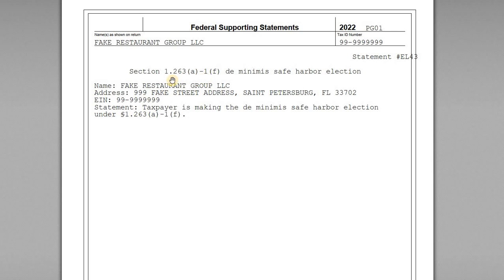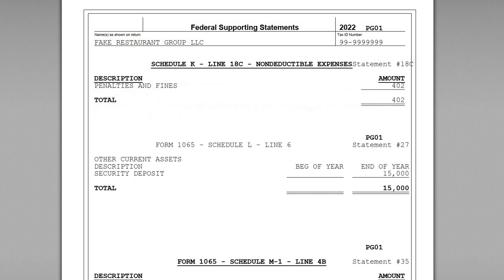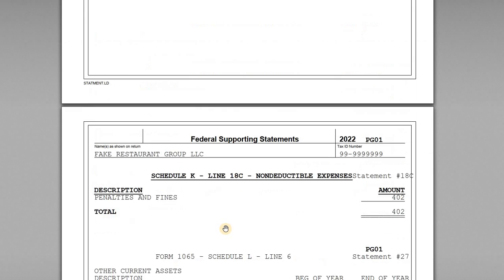We attach a statement stating that we are going to claim the de minimis safe harbor election, and that's Treasury Reg Section 1.263(a)-1(f), and then put in information on the company and then a statement that we're making the election. Very important to do that, because arguably, if you don't make the election, then the IRS could challenge the deductibility of the property and say, well, no, actually, you should have been capitalizing and depreciating the cost of the property.